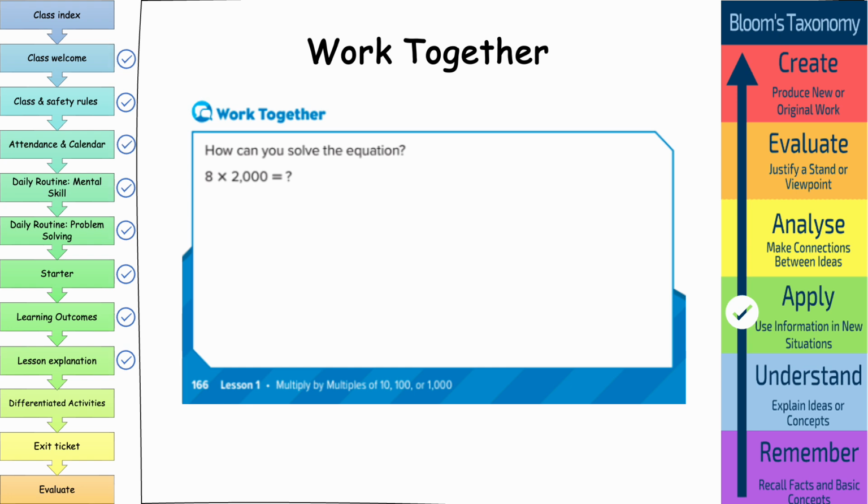Okay, how can you solve the equation 8 times 2000? So I know that 8 times 2 is 16. So 8 times 2000, I will put the 16 and then how many zeros are there? There are 3 zeros. I will just add the 3 zeros. So it's 16,000.